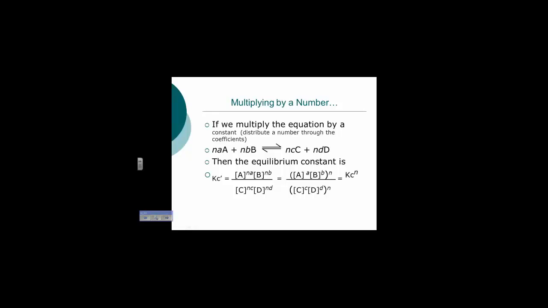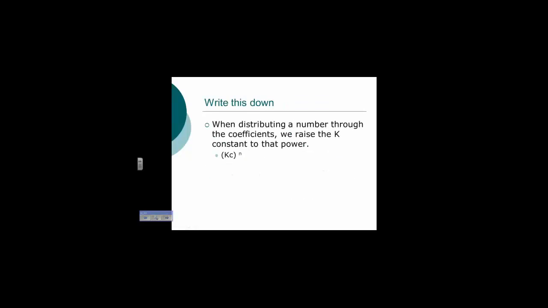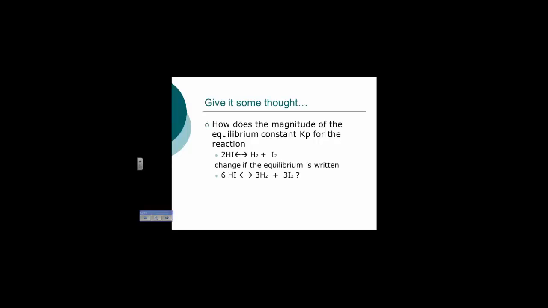So you can include both, but most importantly, I wanted us to see that when we distribute through by a coefficient, we take the original K constant and raise it to that power. We don't multiply it, but it becomes the power with which it's raised. Two things we've learned. Reverse the direction, K is the reciprocal. Distribute through a number, through the coefficients, you raise to the power that very number. Let's try one.